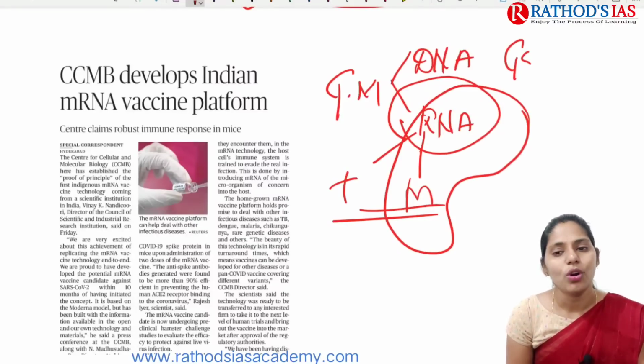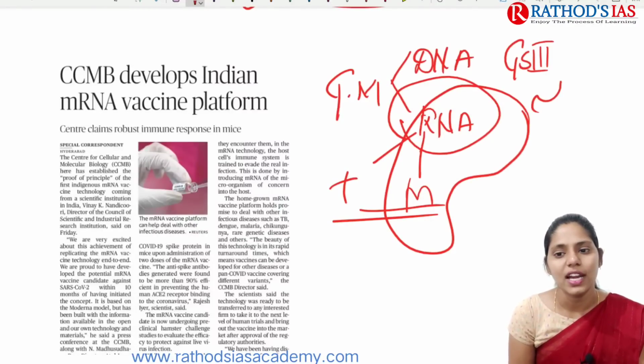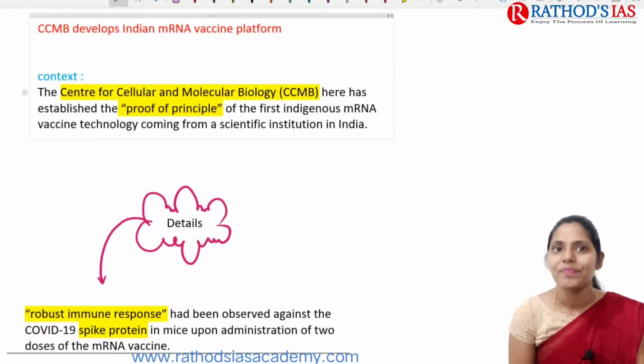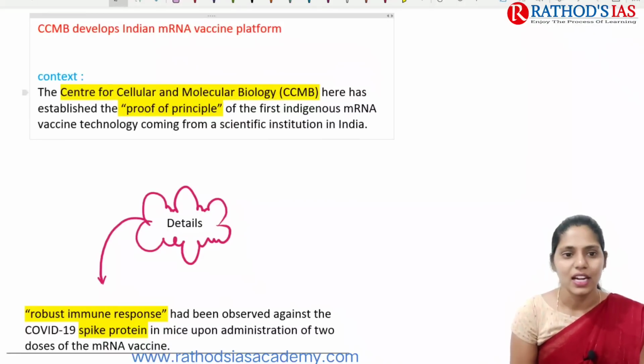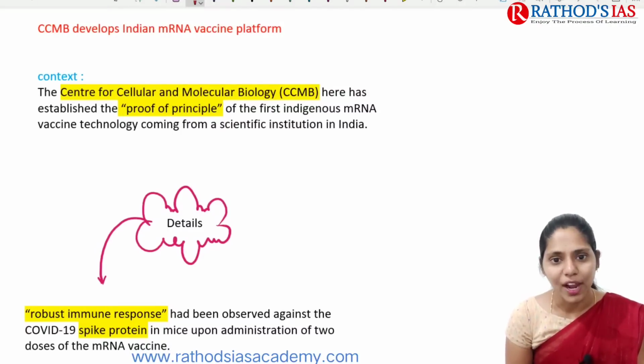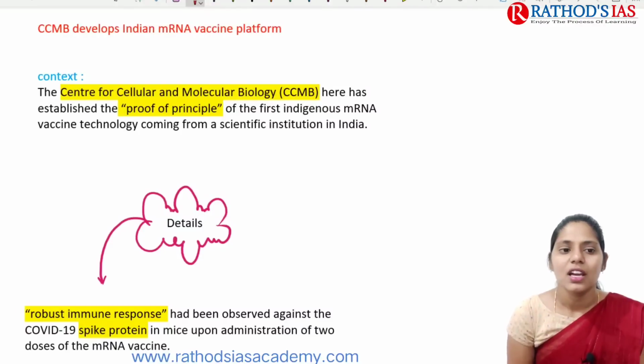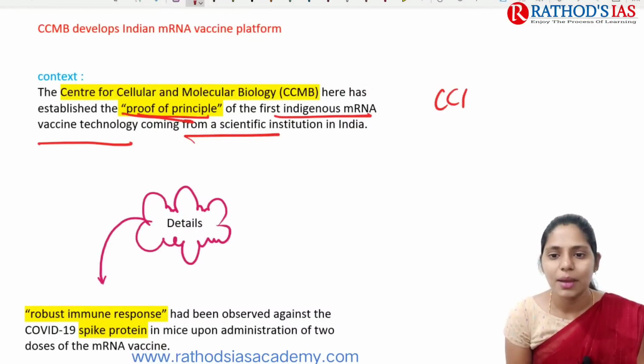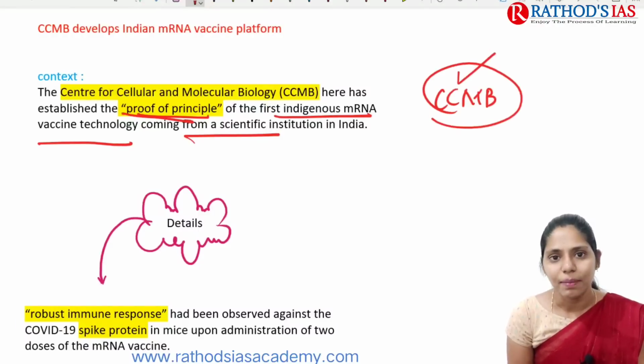This topic is important for your GS paper 3 under science and technology. So now let us try to see this topic in great detail. If you see the context, it mainly says that the Centre for Cellular and Molecular Biology has established the proof of principle of the first indigenous mRNA vaccine technology coming from a scientific institution in India. So here CCMB mainly came up with this first indigenous mRNA vaccine technology. It is one of the great successes that we can see.